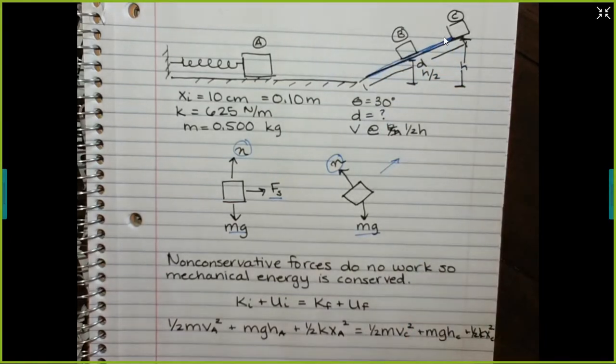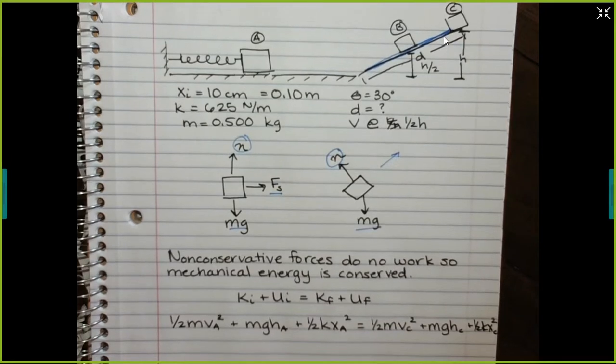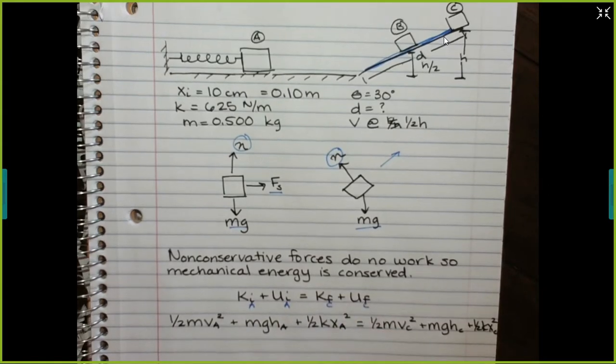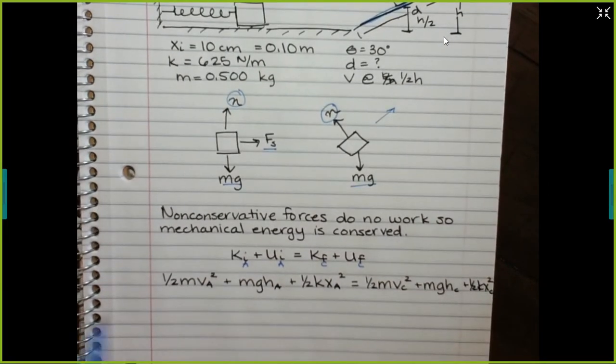So what I'm going to do is use the work energy theorem for this entire trip. A is going to be my initial point, and C is going to be my final point. I basically just expanded all of this, right? Kinetic energy is 1/2 m v_A squared. Potential energy is both gravitational and spring potential, or elastic potential. So we've got m g h_A for the gravitational, and then 1/2 k x squared for the elastic potential energy.